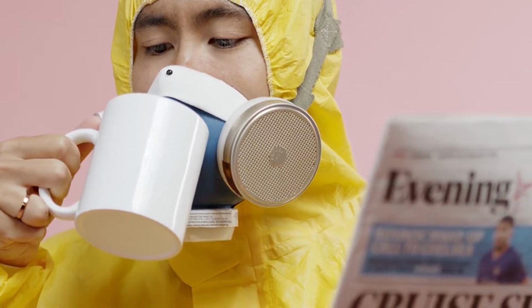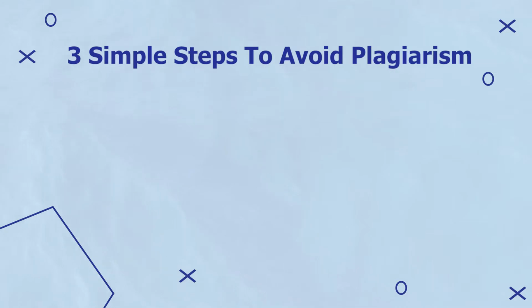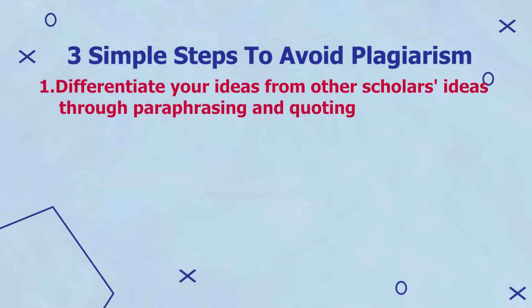Are you worried about the poison of plagiarism? Let me help you not drink it in 3 simple steps. Number 1. Differentiate your ideas from other scholars' ideas through paraphrasing and quoting.